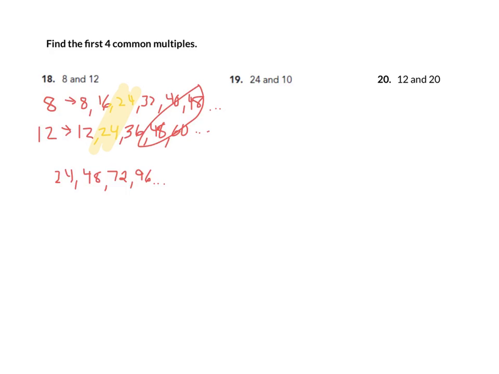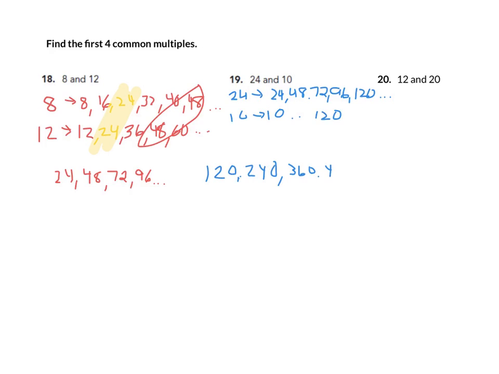If I look at the next one, 24 and 10, I can list out the first couple. 24, 48, 72, 96, 120, and they keep going. And I can already tell that 10 is going to meet up there again at 120. So if I know that the first one is 120, then I can count off the next 4 in intervals of 120. 360, 480, and I could keep going, but I know that these are going to end up being exactly what I think they're going to be, adding 120 each time.